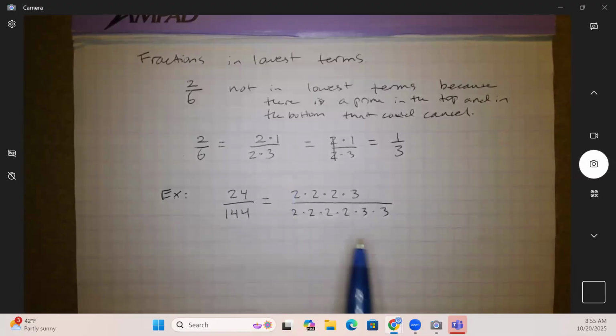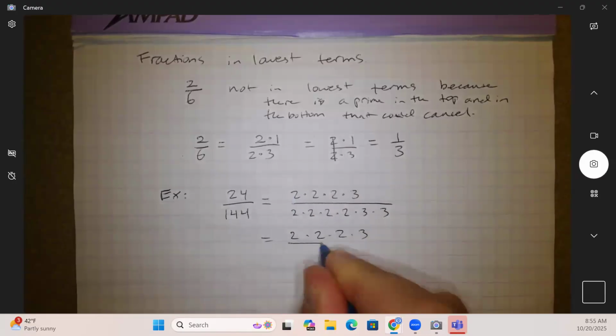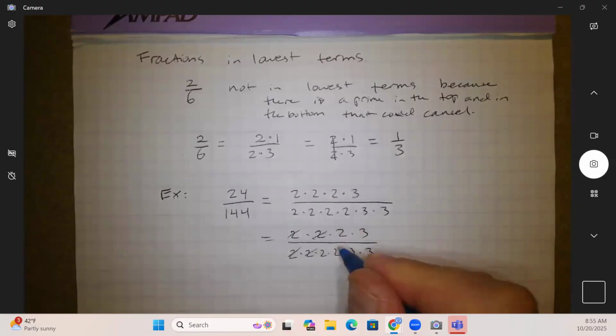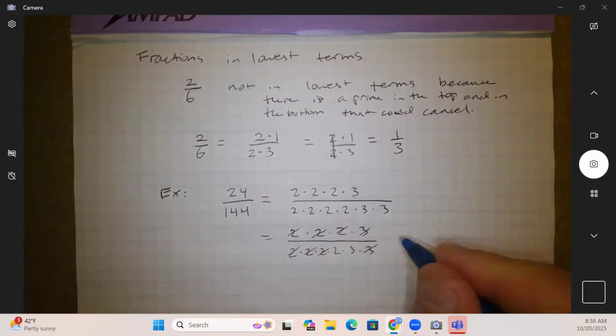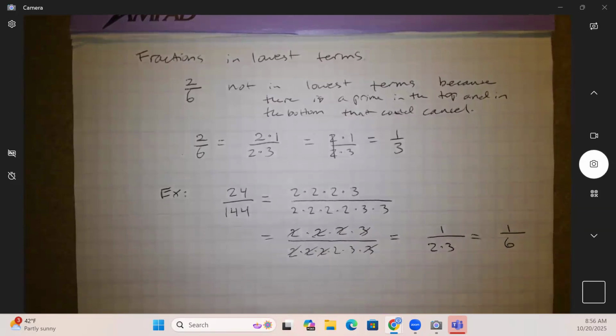Every time I have a 2 in the top and the bottom, I'll write it again just so I don't overwrite the actual prime factorization. Every time I have a prime in the top and the bottom, I can cancel, cancel, cancel, and the 3's cancel. And what I end up with is a 1 over 2 times 3, which is a 1 over 6. So 24 over 144 is a perfectly legitimate number. It's also the same number as 1 over 6.